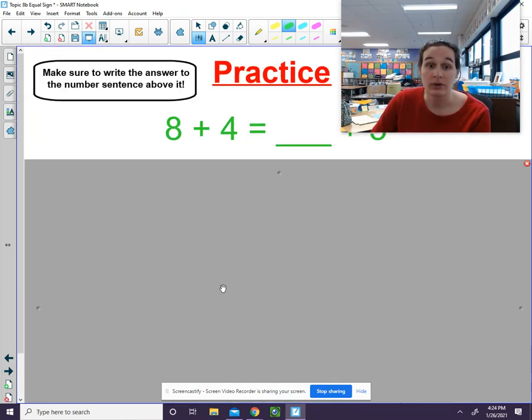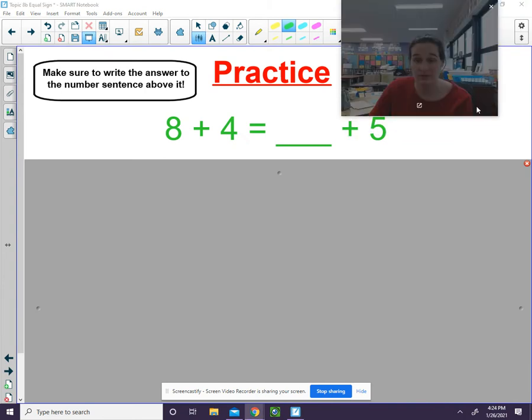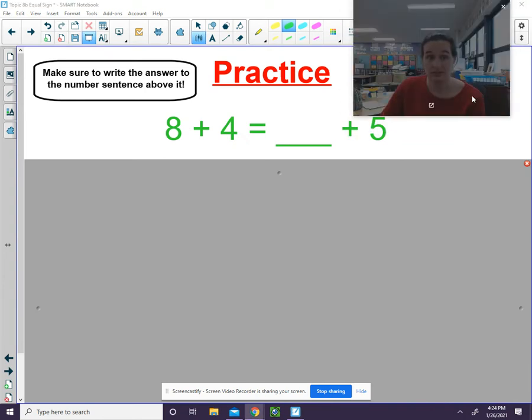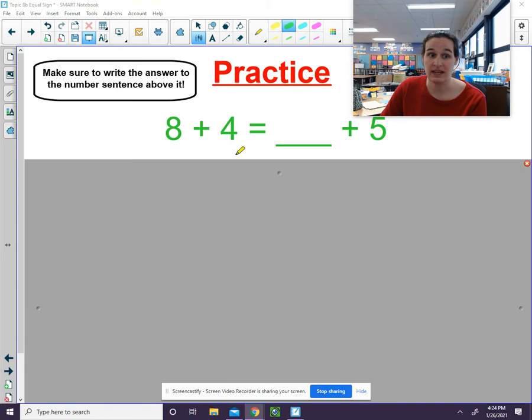Alrighty, friends. So we're going to be doing some of these practice ones together. Please make sure you write the answer to the number sentence. I do it below it. You could write it above it as well. So 8 plus 4 equals something plus 5. Now this might seem tricky, but we've done this before. Let's first solve this side, the 8 plus 4.